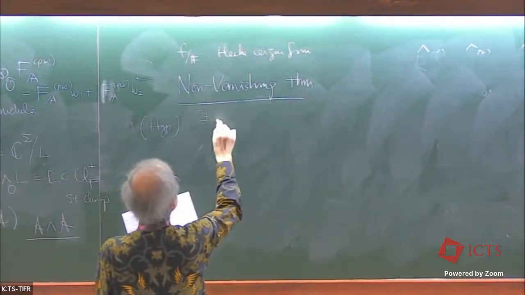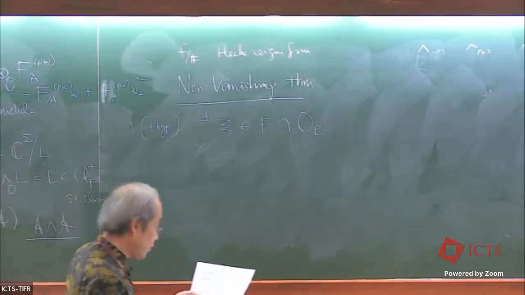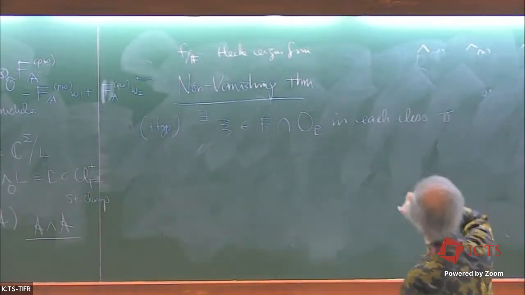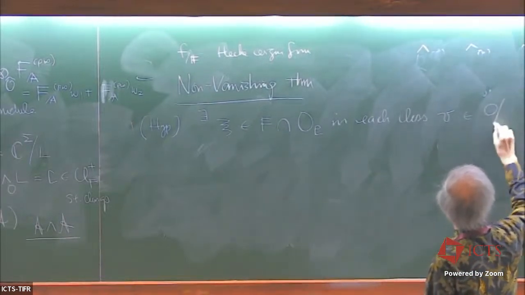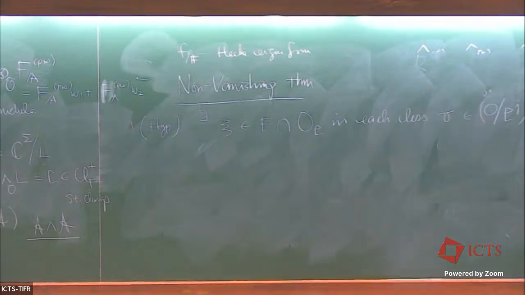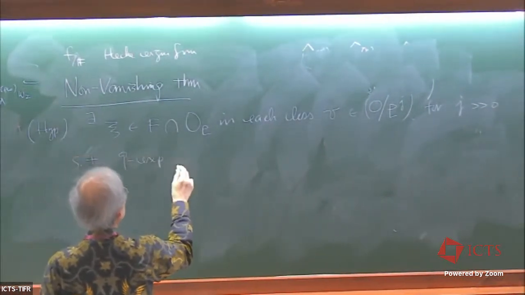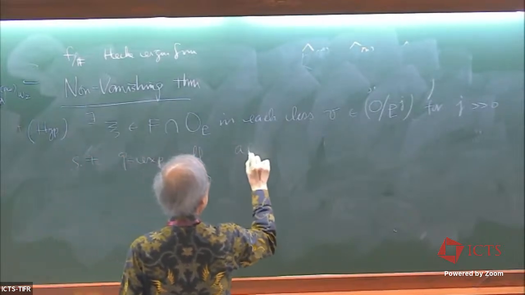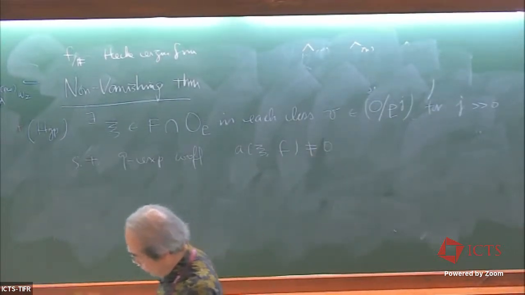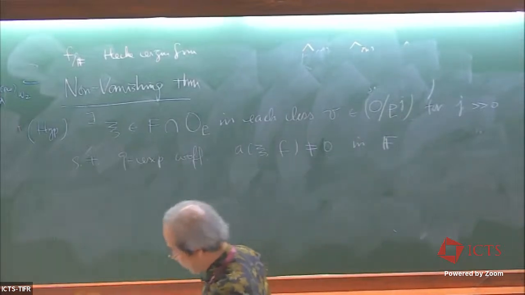And suppose the hypothesis that there exists psi in F intersected with O_L completed, in each class B of O over L to the J, for sufficiently large positive integer J, such that the q-expansion coefficient at infinity of A psi F is non-zero in F. This J actually depends on L.